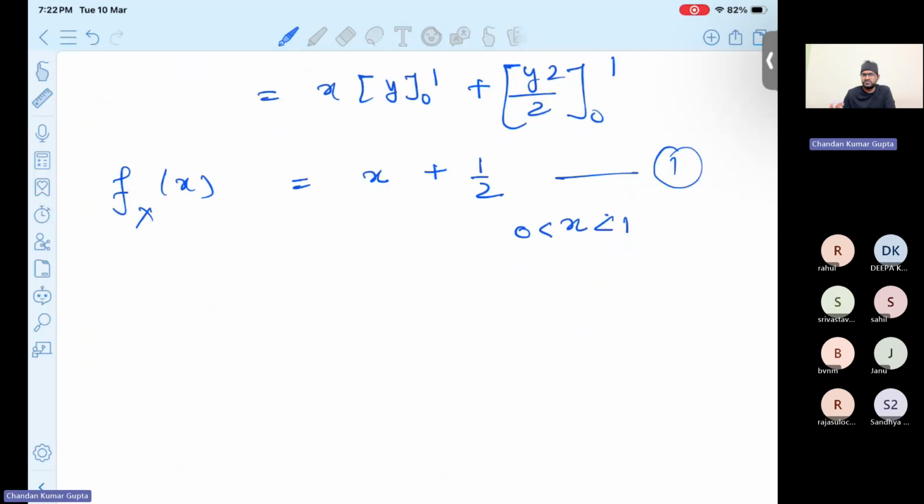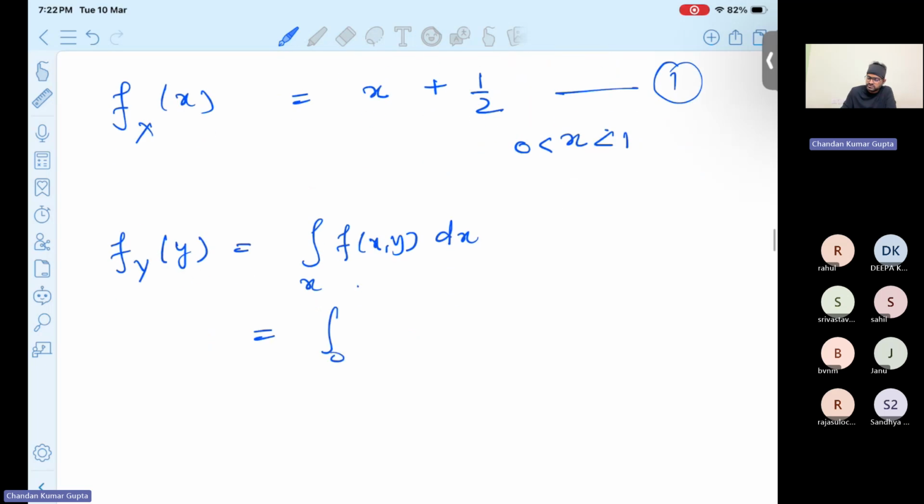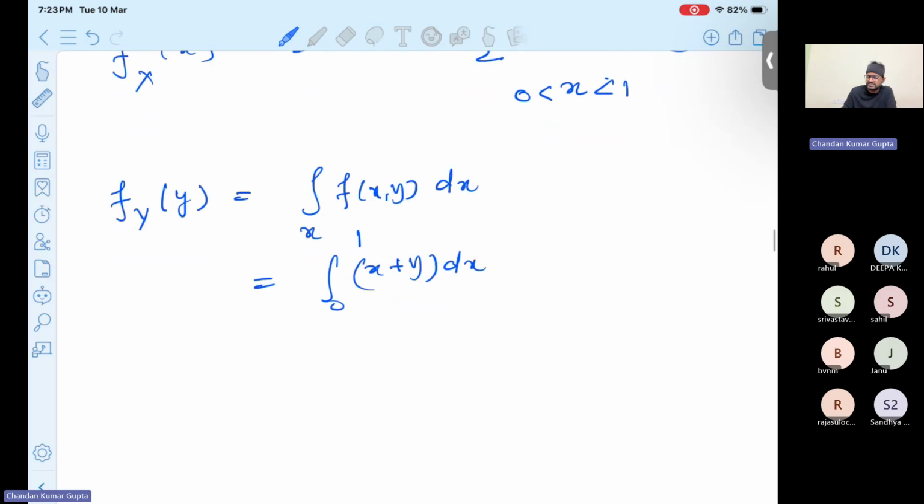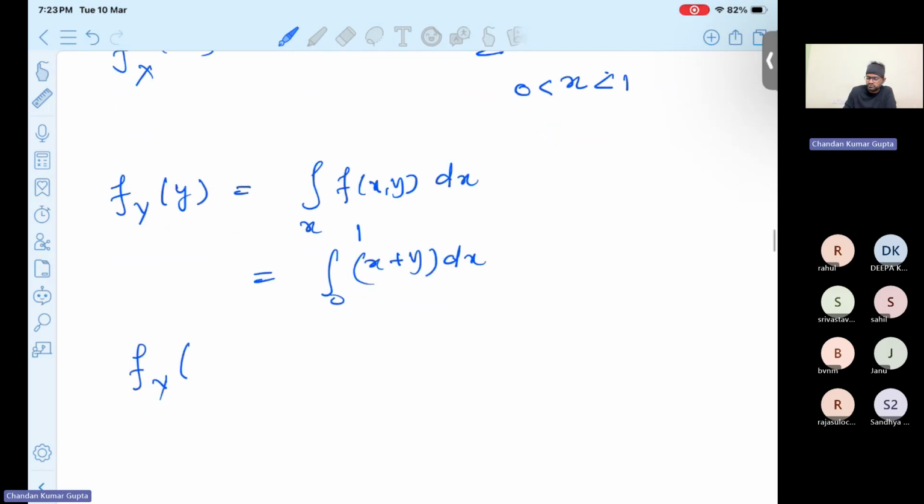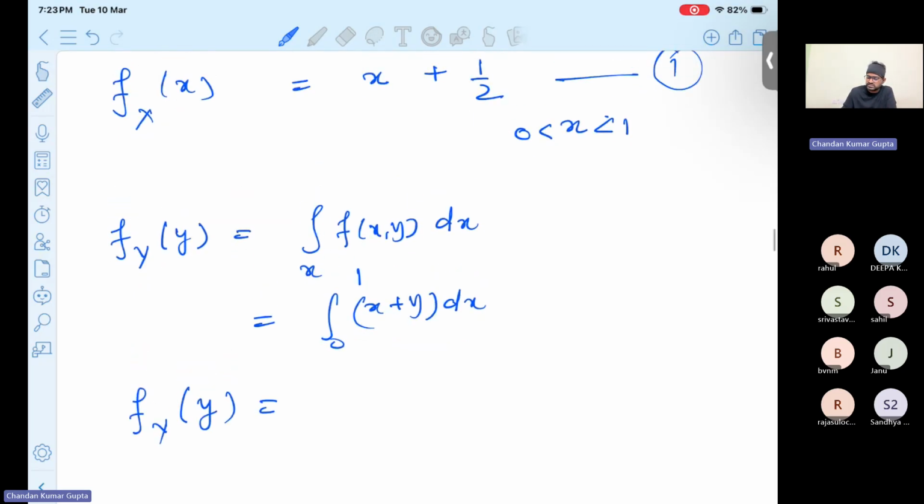In the same manner, if you solve, you will find fy of y: again it's the integral from 0 to 1 of x plus y dx, and you will find it's nothing but y plus half, when y lies between 0 and 1. Okay, so we have the marginal of x and the marginal of y.